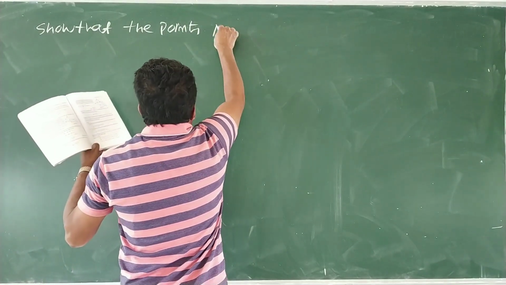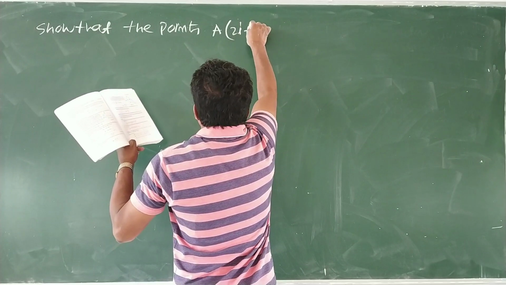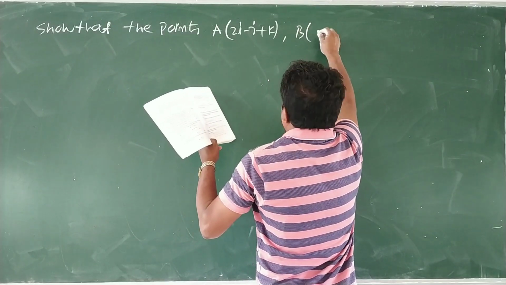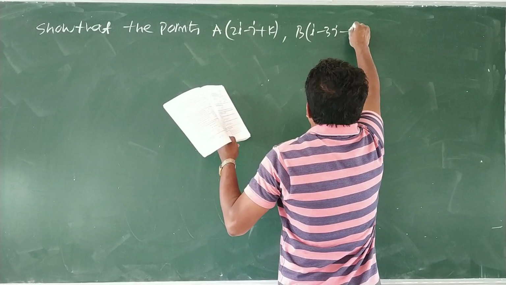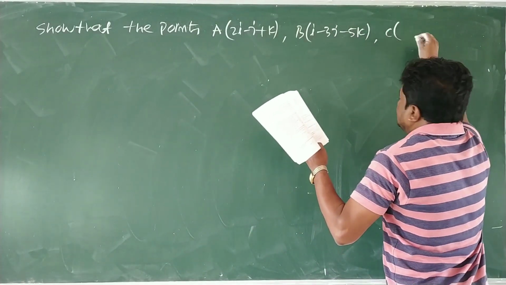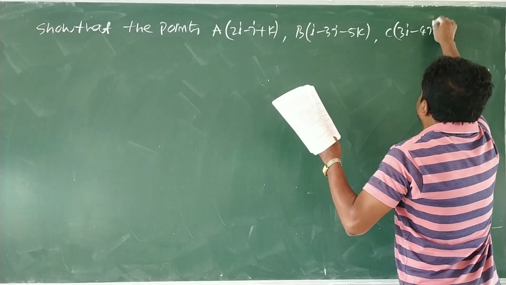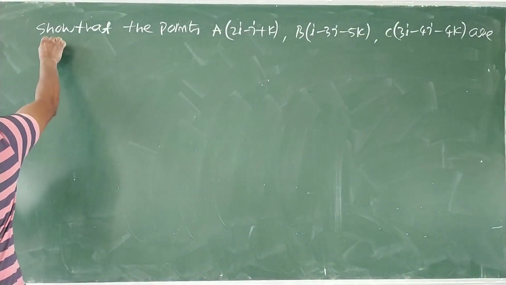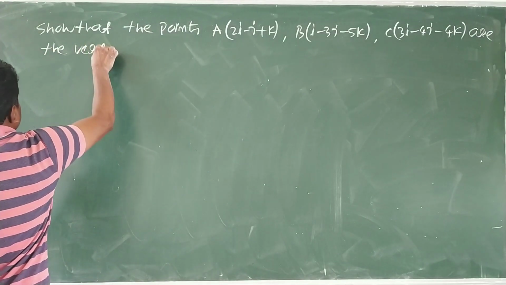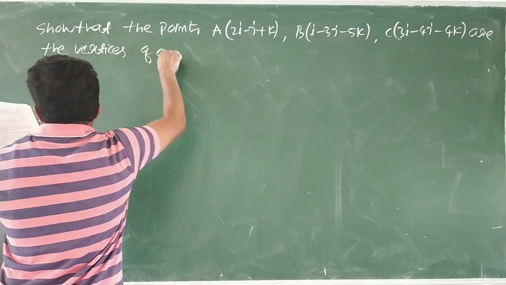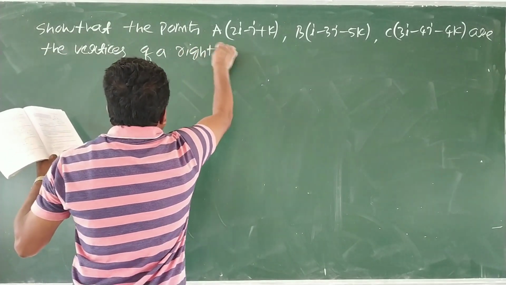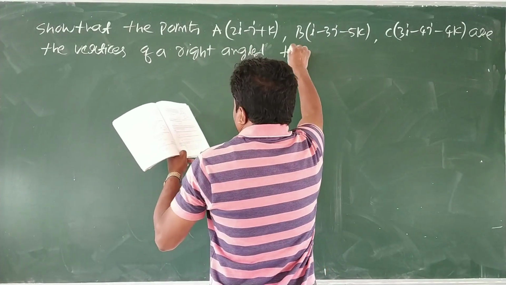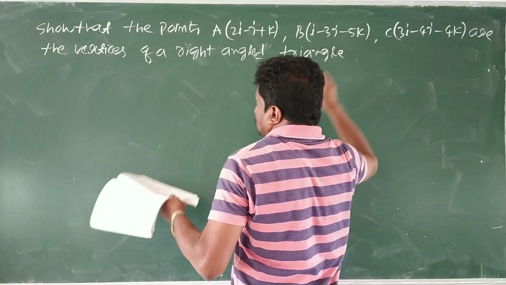Show that the points A (2i − j + k), B (i − 3j − 5k), and C (3i − 4j − 4k) are the vertices of a right angled triangle. So, simple question, students.